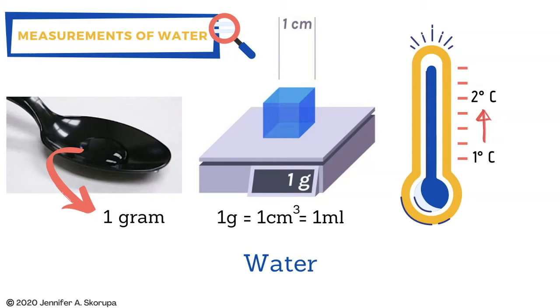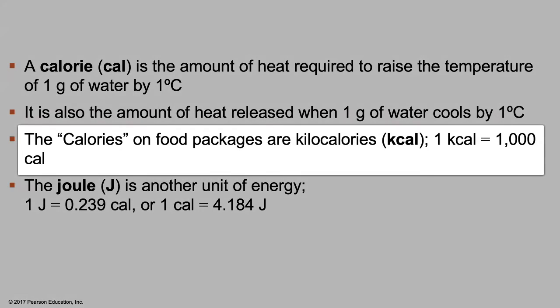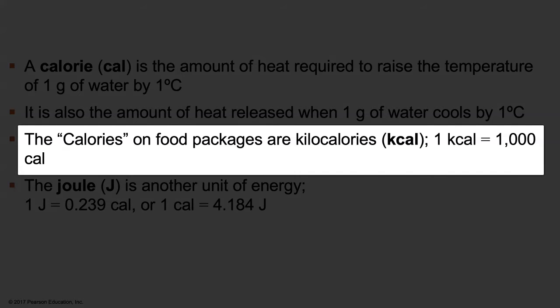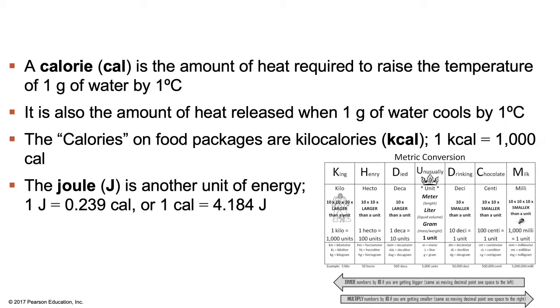So 1 calorie is the amount of energy required to raise this gram of water by 1 degree Celsius. It's also the amount of heat released when 1 gram of water cools by 1 degree Celsius. Now that was calories with the lowercase c. The capital C calories that we see on food packages are actually kilocalories, which is kcal. Looking at our table of units, we see that kilo is 1,000 times greater than the base unit. So a kilocalorie is 1,000 lowercase c calories.